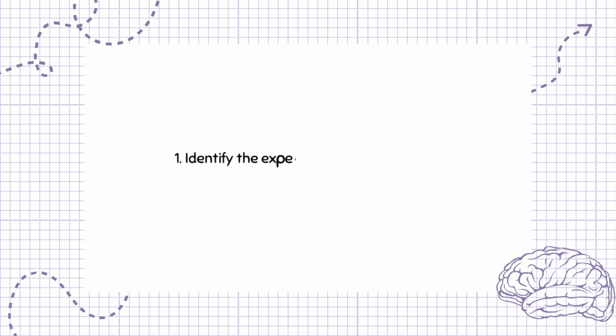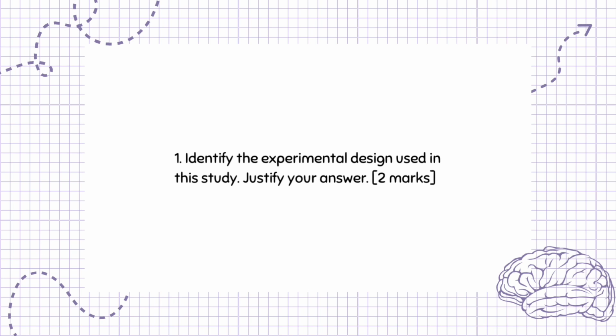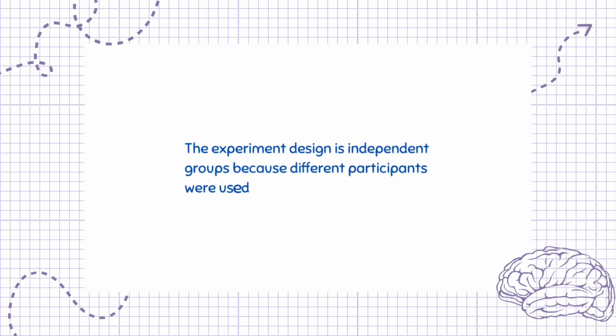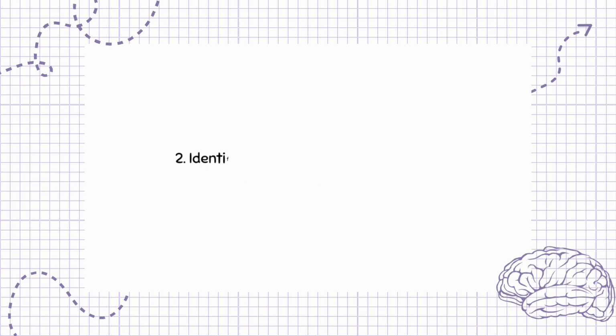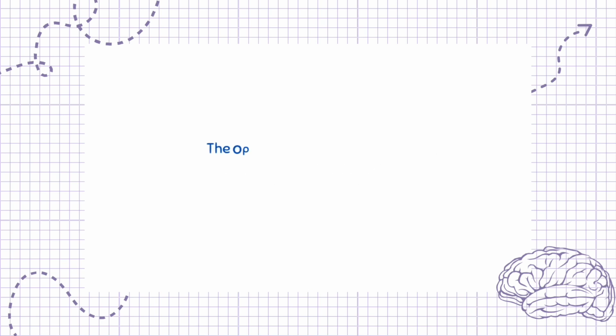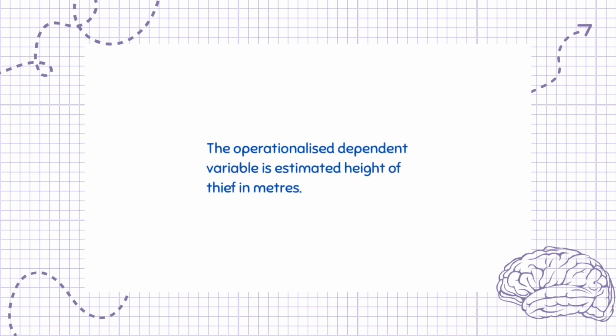Question 1. Identify the experimental design used in this study. Justify your answer. 2 marks. The experiment design is independent groups because different participants were used in each condition. Question 2. Identify the operationalized dependent variable in this study. 2 marks. The operationalized dependent variable is estimated height of thief in meters.